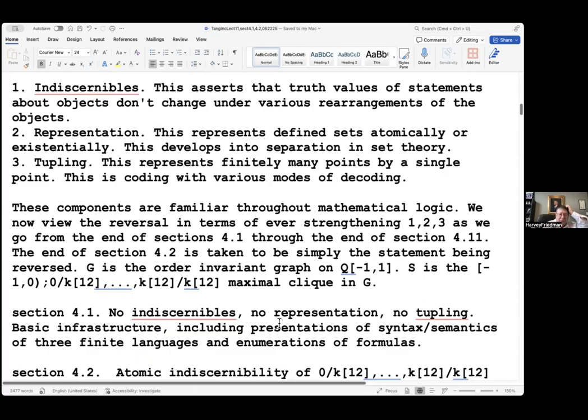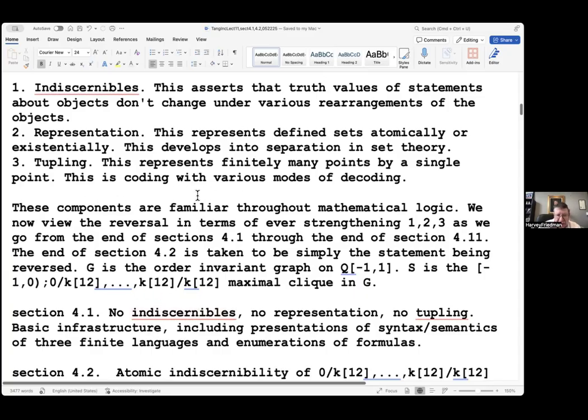So the extreme form of representation is that in set theory, any first order statement about elements of a given set can be represented by the elements of some particular set. That's called separation. So representation is kind of preliminary to that. Representation has some sets that are defined somewhere can be represented in some particular way. It's a much more general representation, but it develops into separation in set theory.